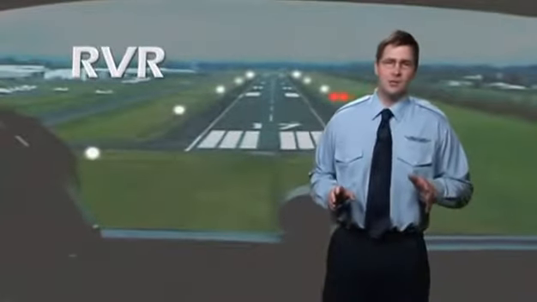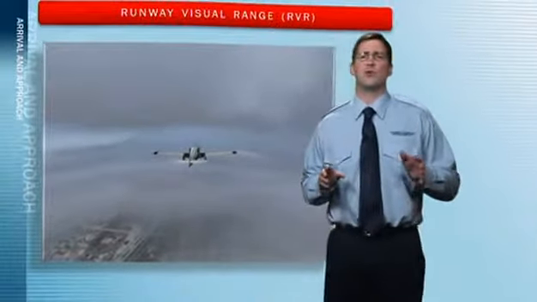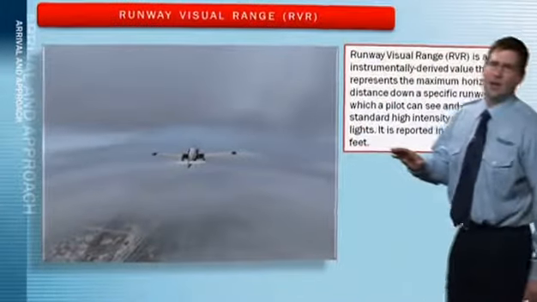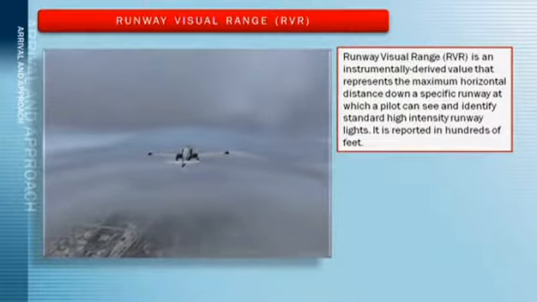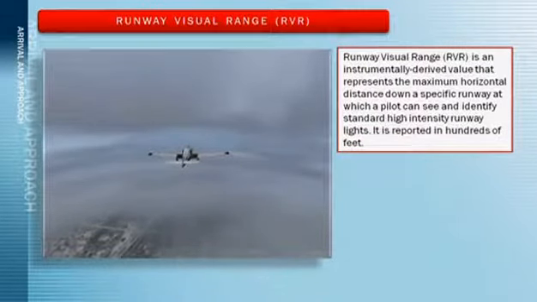Depending on the aircraft, there are times when you may only commence the approach or depart the airport under certain minimum RVR conditions. RVR is an acronym you'll see associated with landing minimums, and you'll also hear it on certain weather broadcasts. Now, RVR stands for runway visual range. RVR is an instrument-derived value representing the maximum horizontal distance down a specified runway where a pilot can see and identify standard high-intensity runway lights. RVR is always reported in hundreds of feet.